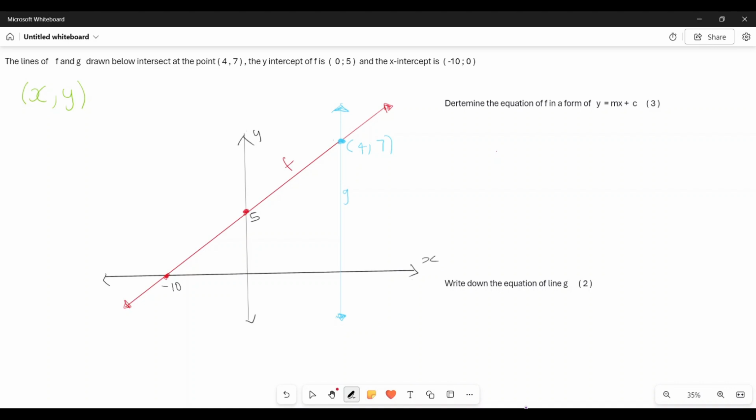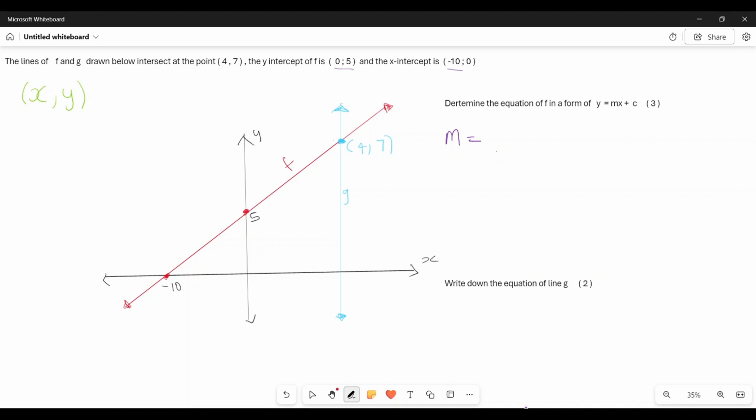Now, remember, your m is your gradient. So first, we're going to start by finding our m, which is our gradient. And how would we go about doing this? We're going to make use of our gradient formula. To calculate the gradient of f, we need to use 2 points, which we are given. In this case, we are given your y-intercept, which is at (0, 5), and your x-intercept, which is at (-10, 0).